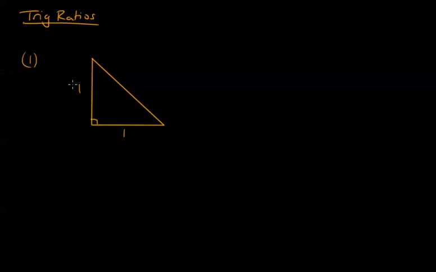Using Pythagoras, if you do 1 squared plus 1 squared, that equals this missing side squared. Well, 1 squared is 1, so we're just doing 1 and 1, which is 2, and then we'd have to square root that at the end, so this side would be root 2 according to Pythagoras.